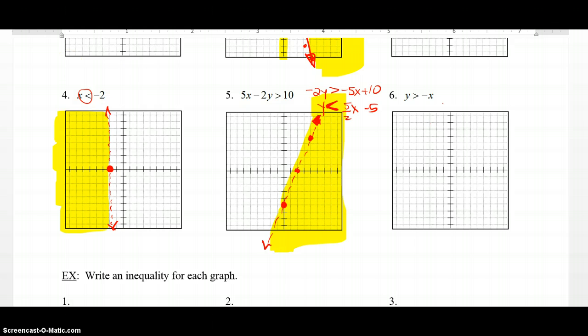Okay, number 6. Y is greater than -x. Some people would automatically assume this is a horizontal line, however it's not. We could put a plus 0 here. That means that the y-intercept is 0. We have a slope of -1 or down 1 over 1. This one should be a dotted line because there's no or equal to.